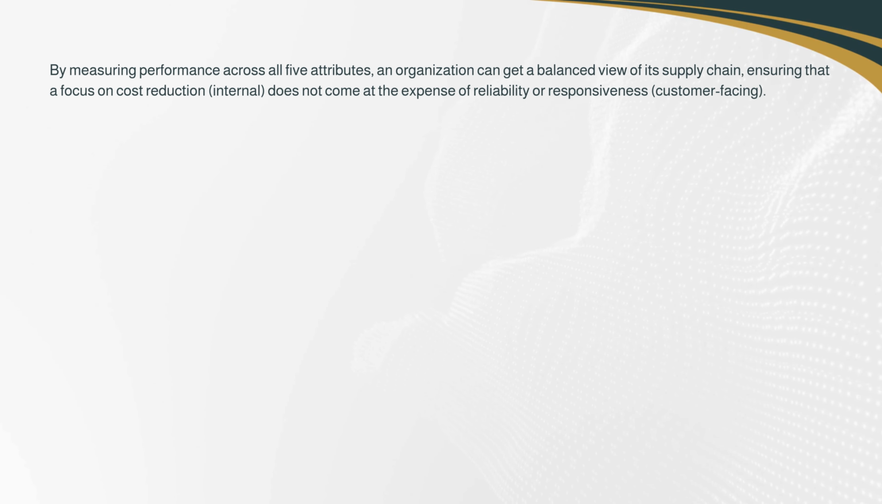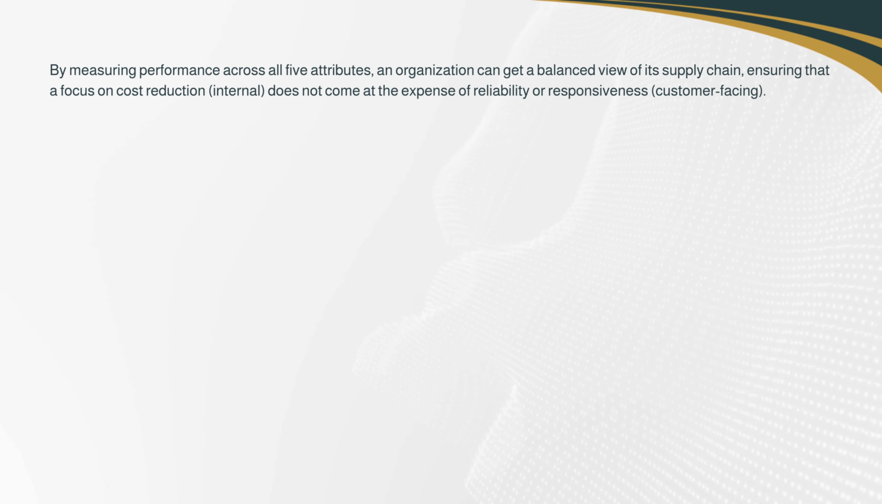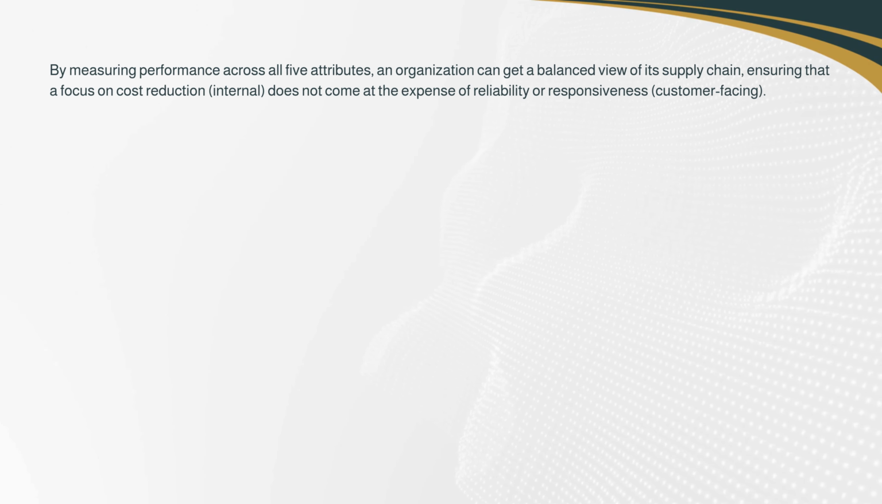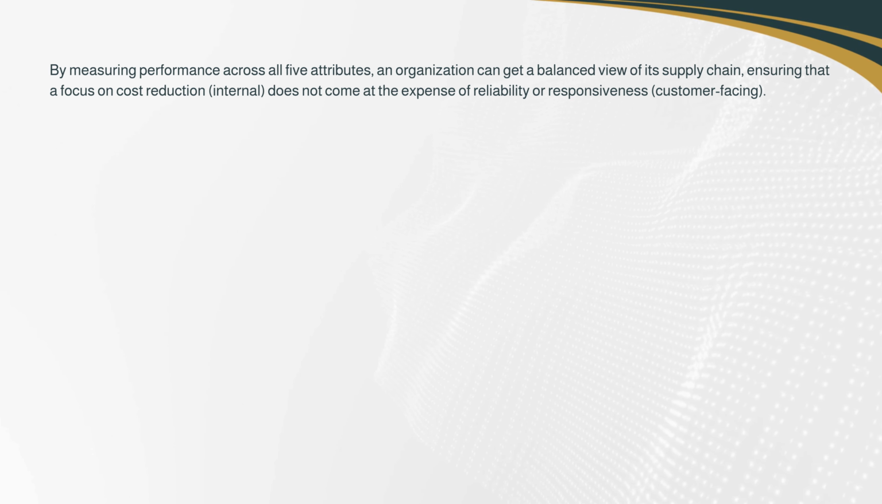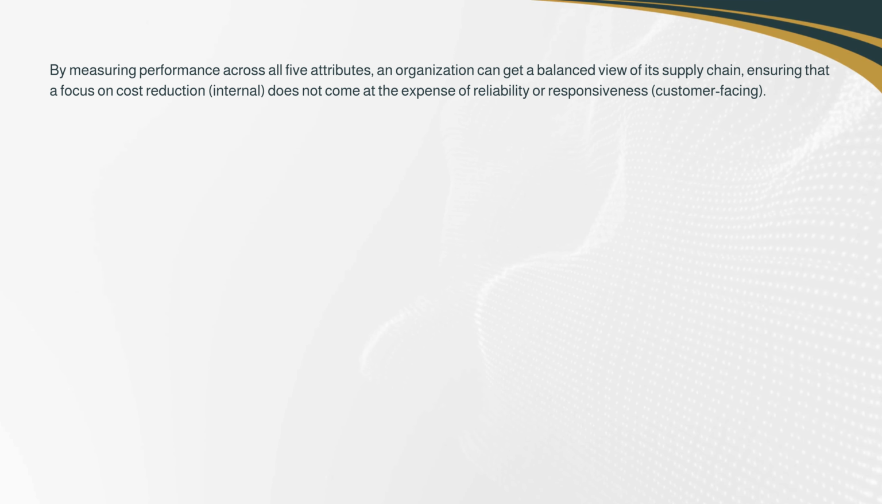By measuring performance across all 5 attributes, an organization can get a balanced view of its supply chain, ensuring that a focus on cost reduction, internal, does not come at the expense of reliability or responsiveness, customer-facing.